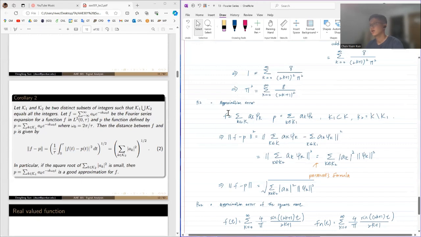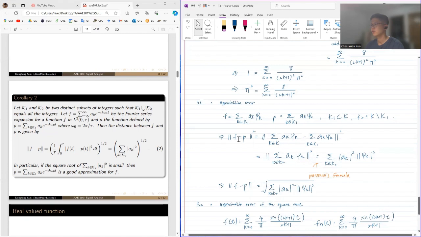Now recall that if the function has a Fourier series representation as the summation of ak times psi k, and k is in the kappa set, and here kappa is an integer set, and the approximation function p is equal to the summation of ak times psi k, and k is in the kappa 1 set, and kappa 1 set is a subset of the kappa set. Here we are going to look at the square of the error between the original function and the approximation.